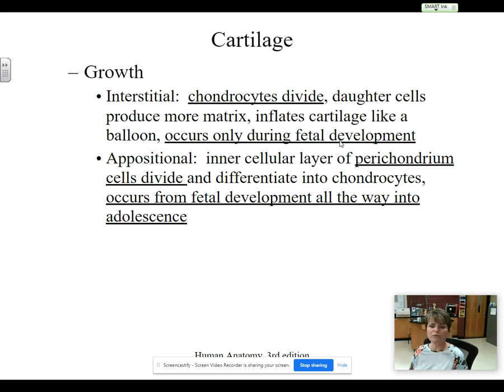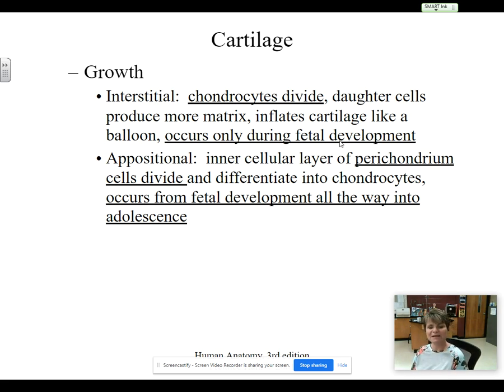And this type of growth occurs only during fetal development, so only when you are a fetus in your mama's belly. Once you are born, and even before you're born, but definitely after you're born, the only type of growth happening is appositional growth. And this is where those chondroblasts in the inner layer of the perichondrium become chondrocytes. And they lay down on top of the cartilage that's already there and make it wider and thicker.